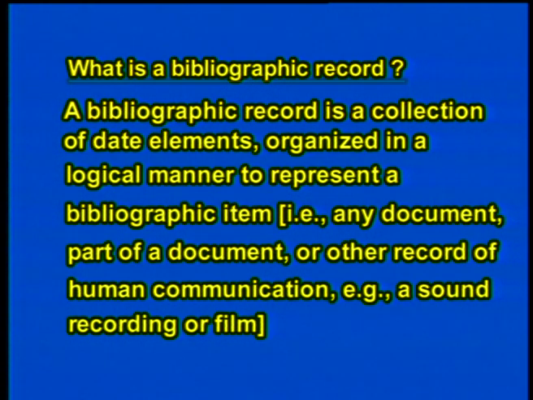That is, when we say bibliographic item, we are saying that it could be any document. When you say document, it could be any kind of document. It could be a book, it could be an article in a journal, it could be a technical report, it could be an annual report, and so on. It could be part of a document. That means, for instance, a chapter in a book, or a paper in a conference proceedings.